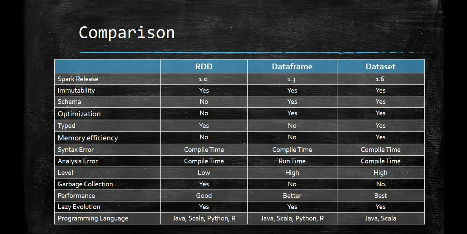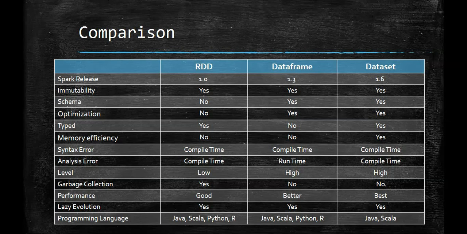So next is typed. RDDs are typed ones. RDDs are similar to other familiar object-oriented programming, where you get compile time type safety. And when it comes to the data frames, these are not typed.